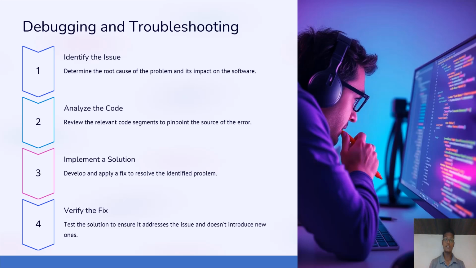Next one is implement a solution: develop and apply a fix to resolve the identified problem. This is known as implementation of the solution. Verify the fix: testing the solution to ensure it addresses the issue and does not introduce new ones. This is all about debugging and troubleshooting. First identify the issue, next analyze the code, next implement the solution, and next verify the fix.